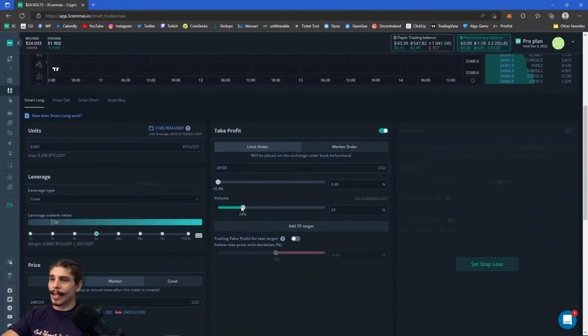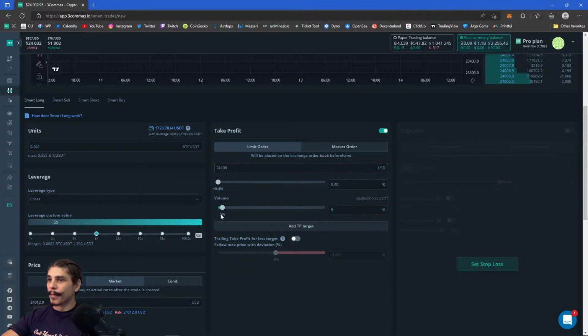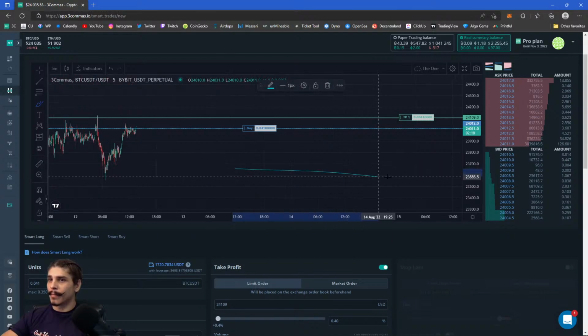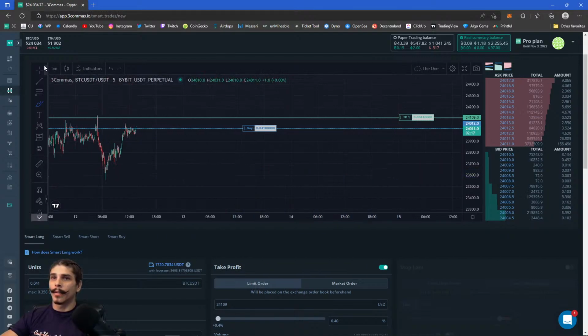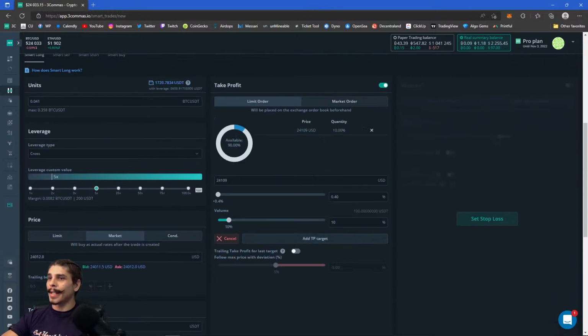And I could change it to whatever I would like as long as it fits the minimum order value, the minimum order amount. See right here? Doesn't meet minimum requirements, too small to make an order. So there, you can make an order with that. And I can do this multiple times. Let's just say I'm going to go ahead and take out $100. We're going to take profits there. Now I'll add that take profit target.